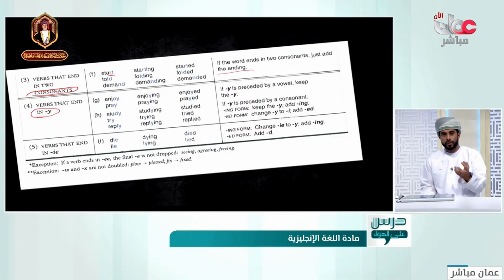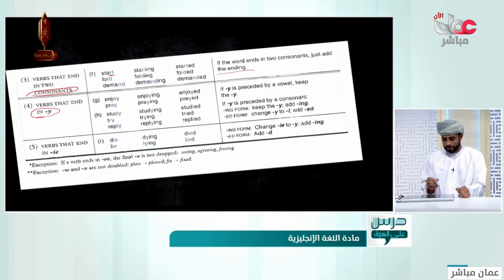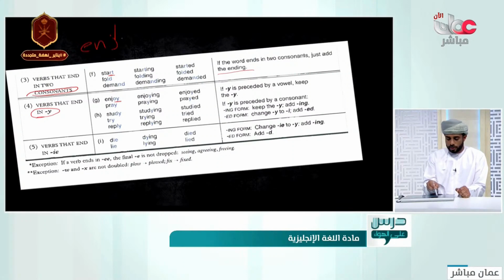Why? First of all, it is called a semi-vowel. Semi-vowel, I mean half and half. It is sometimes a vowel, sometimes not a vowel. What should we do? Have a look at this one, like the word enjoy. Enjoy, it ends with Y. Like this one, enjoy. What should we do?